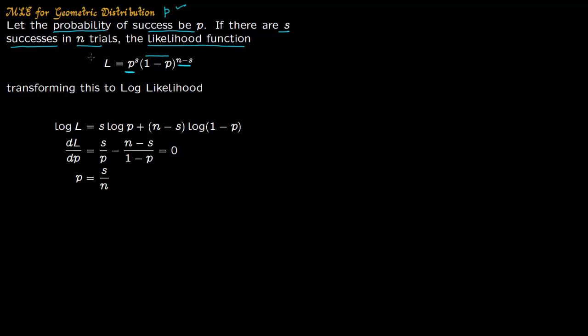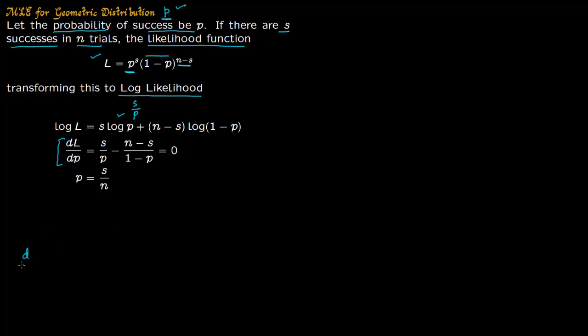Then you transform this into log likelihood by just taking log of both sides. So log of L is equal to s log p plus (n minus s) log of (1 minus p). Now you take its derivative with respect to p, because p is the estimator you have to compute. So dL by dp, and the first order condition is that you set dL by dp equal to 0. So you take the derivative of this with respect to p. s doesn't have p in it, so you have s by p.